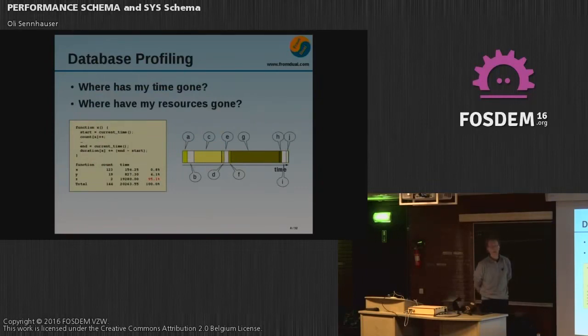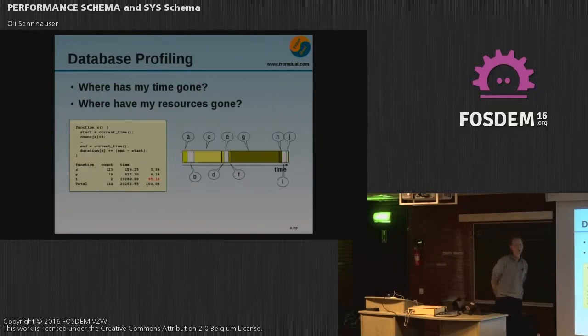It's about database profiling. We want to have a look at what's going on in the database. So some questions the performance schema will answer: where has my time gone? When my query is slow, when my server is slow, where has the time gone? The second question the performance schema can answer is, where have my resources gone? For example, memory or the IOs and so on and so forth.